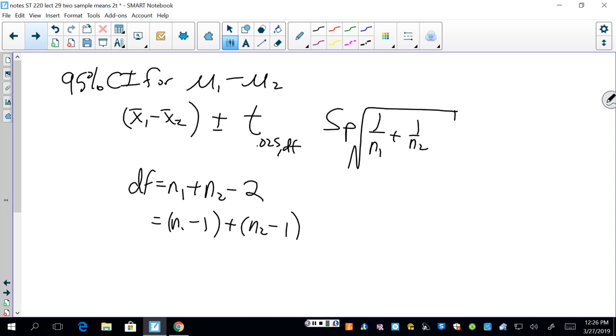So let's look at a numerical example. Any questions?